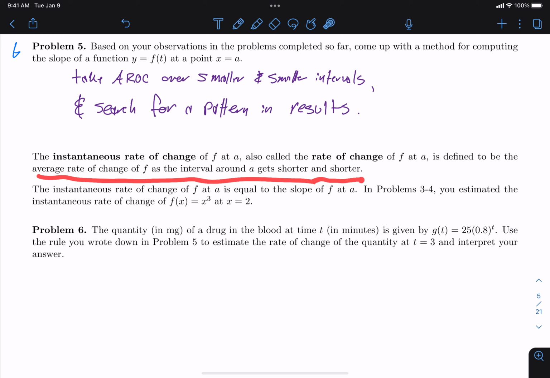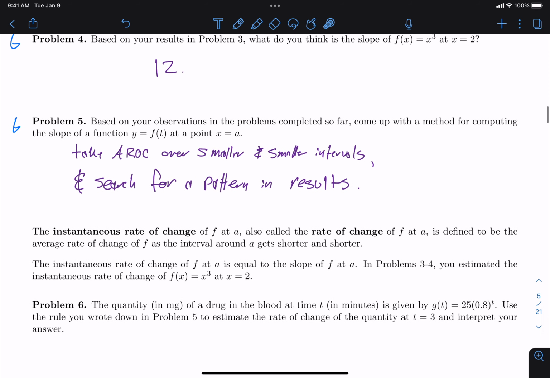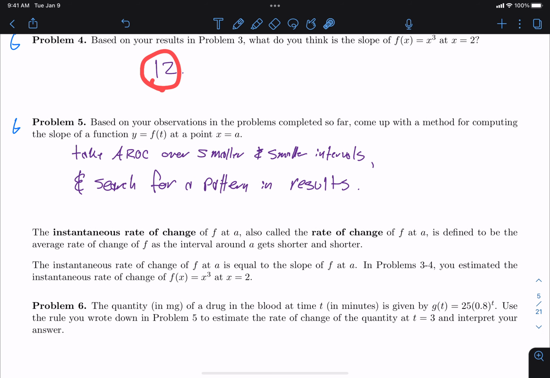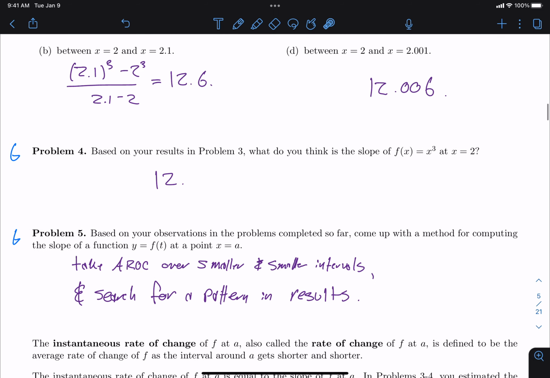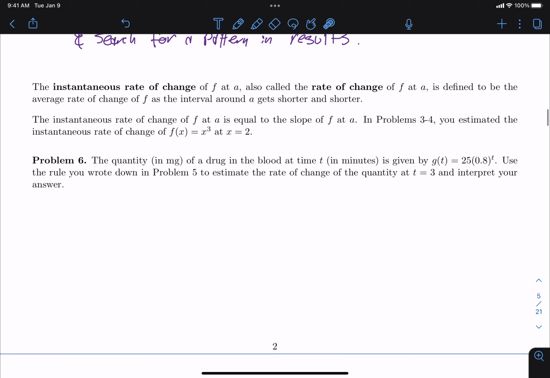Okay, whatever that number may be. Sometimes it's a little hard to see what it is, but it does exist. There is a number which will be at the end of that process. Okay, so we just estimated the instantaneous rate of change of F at A by this process in the previous example. We guessed that the actual slope at 2 was 12. That was our guess based on this process.